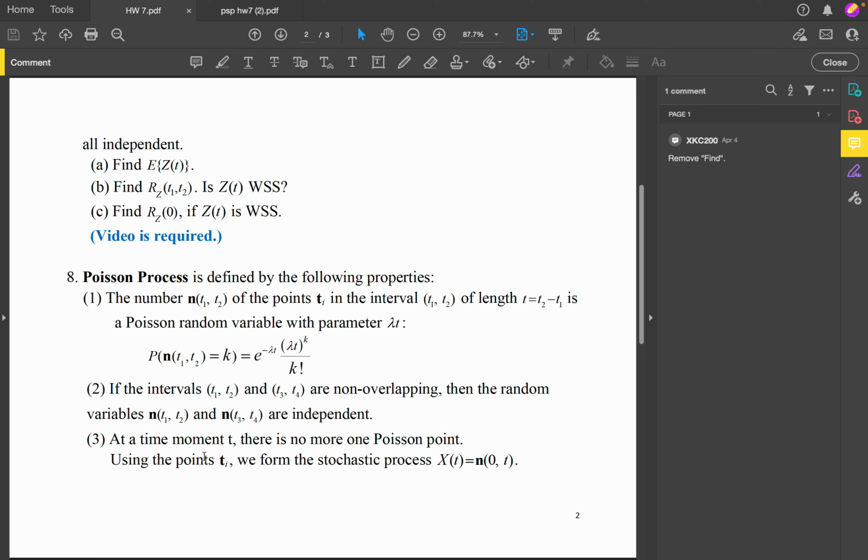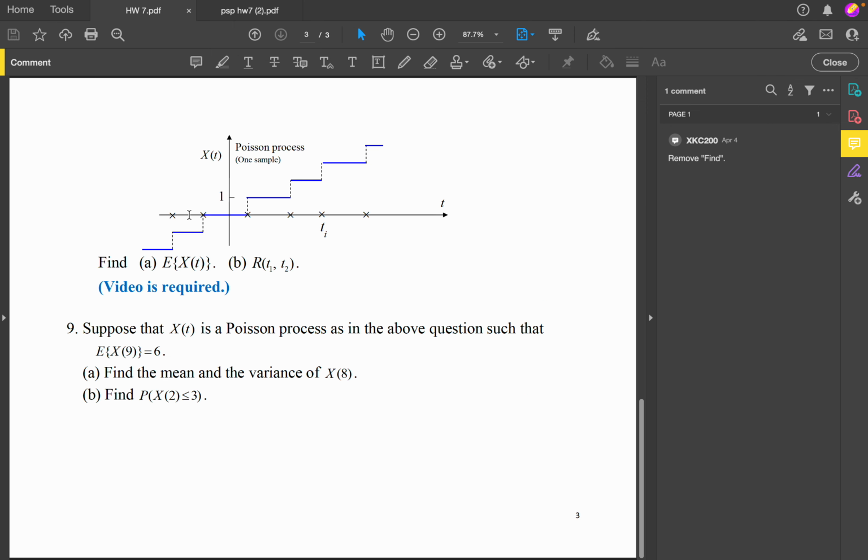and at a time moment t there is no more than one Poisson point. So using the points ti, we form the stochastic process x(t) equals n(0, t), and we need to find, for the first part, the expected value of x(t), and for the second part, R(t1, t2).